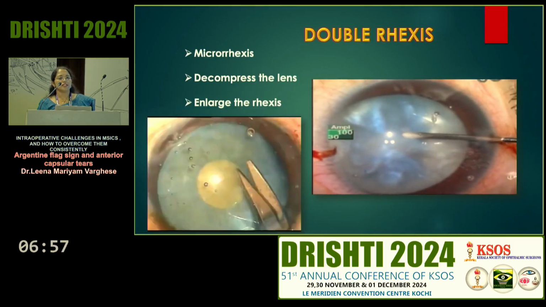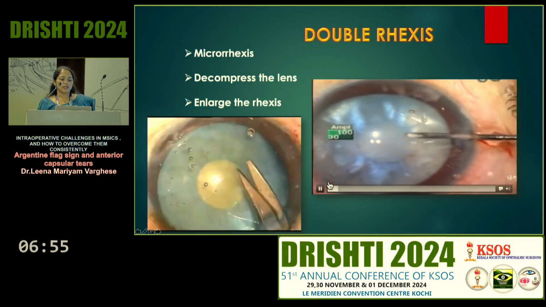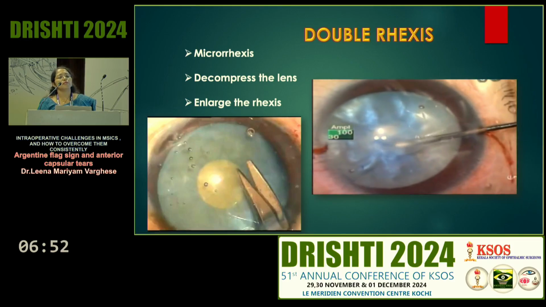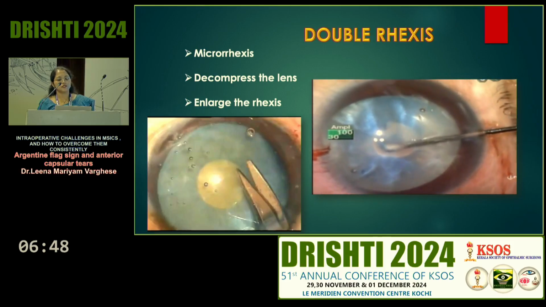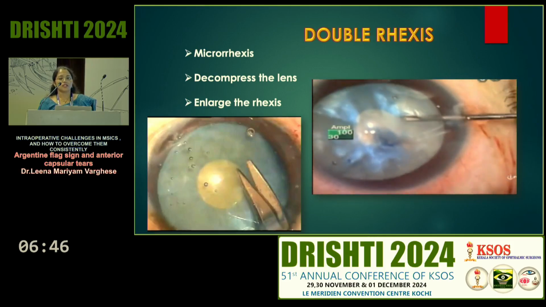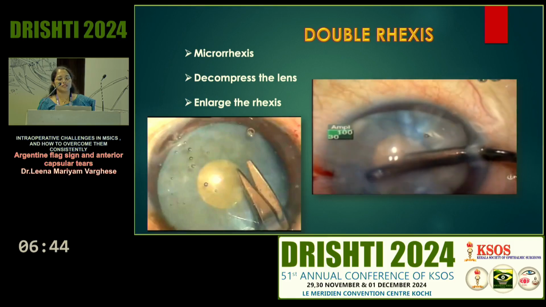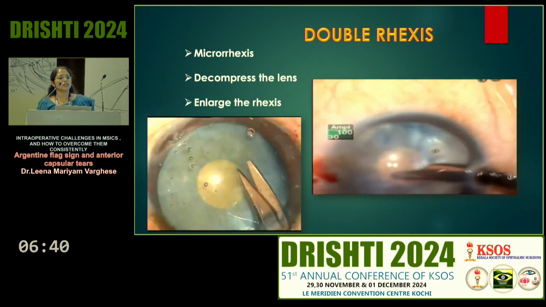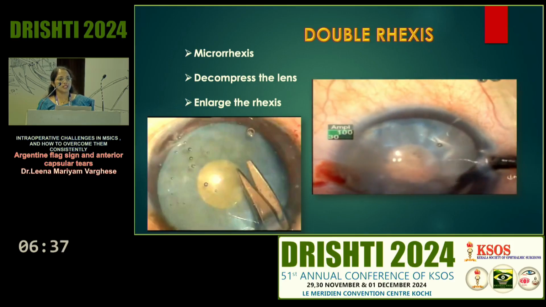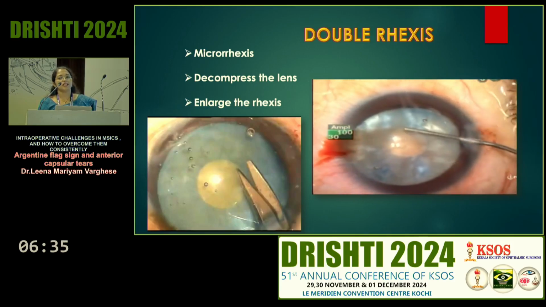Coming to double rhexis. First you make a micro rhexis with the help of your cystitome. Remember to pull towards the center, and the margin of the rhexis should not extend to the periphery. Once the micro rhexis is completed, you need to decompress the lens. You can use a Simcoe to aspirate out the liquefied cortex from the periphery towards the center. And once that is done, the lens is decompressed.